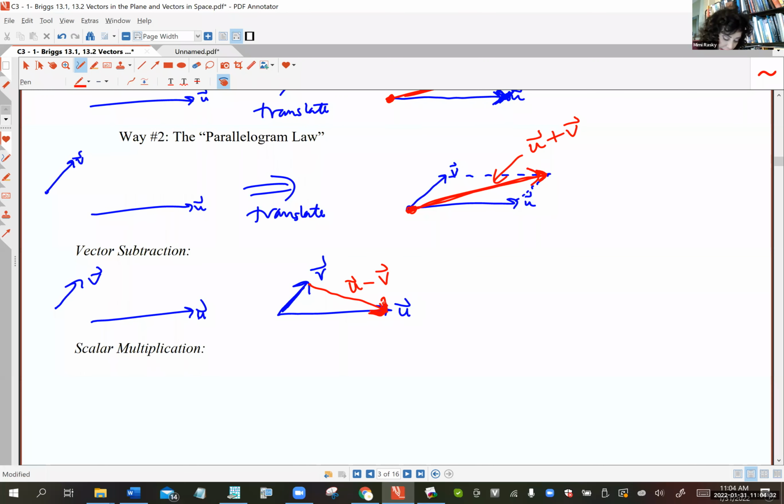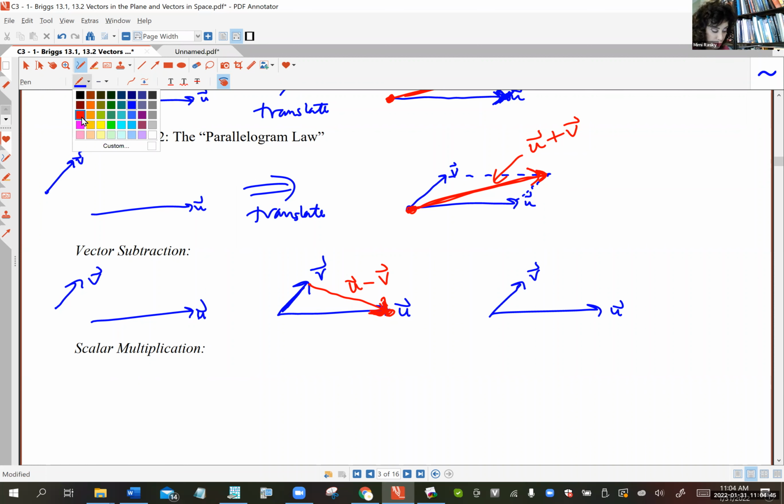If you were doing v minus u, so here's u again, and here's v. What if somebody says, well, I want v minus u instead? Fine. You're still going to create the triangle here. This right here is v minus u. Okay. So if you want to know, well, how do you do that? How did you figure that out?